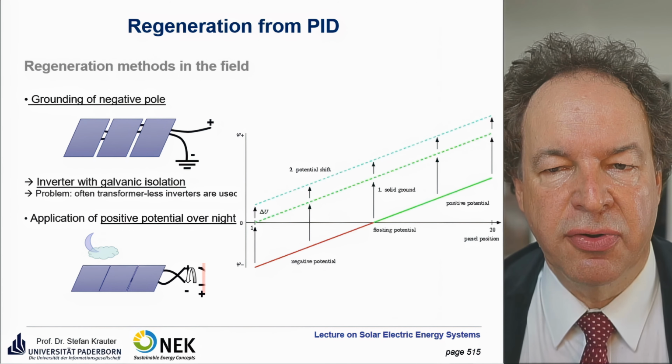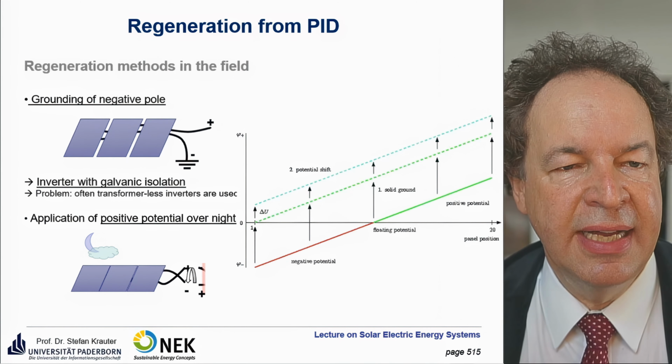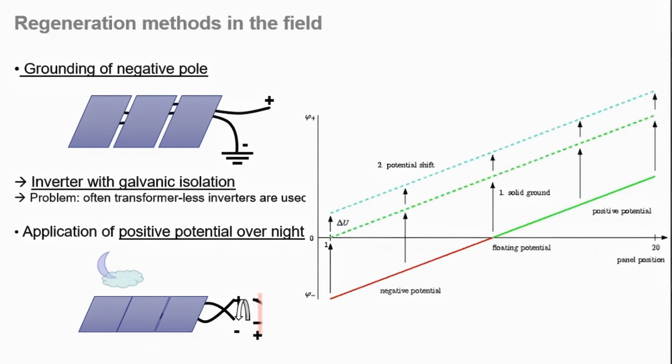Luckily, this effect is reversible, so you just have to get the ions back into the glass, and you can do this by applying a reverse voltage. So instead of negative, you apply a positive voltage. During nighttime only, you don't want to do it during operation. You don't need a lot of power for that, you basically just need a voltage source, and then you can lift that potential up to avoid this negative potential, and then you reverse that effect.